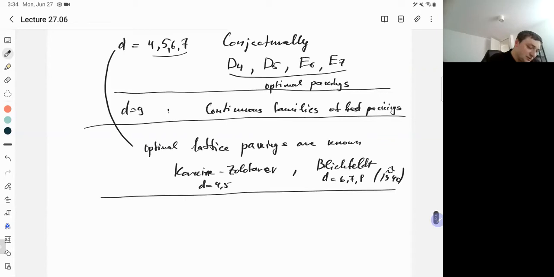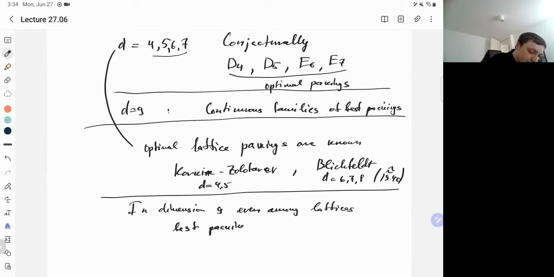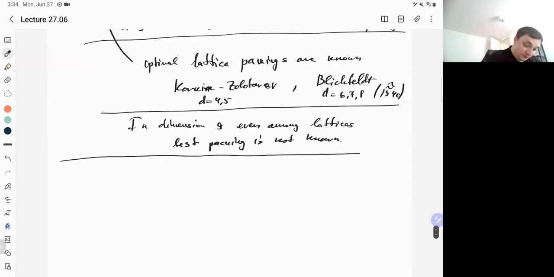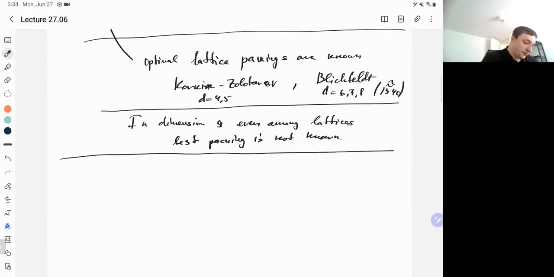So in dimension 9, even among lattices, sphere packing is not open. The best packing is not known. Okay, so much for the sphere packing problem.